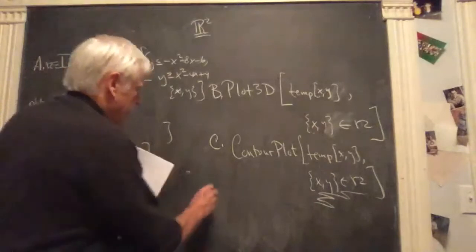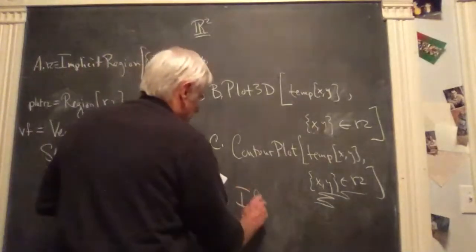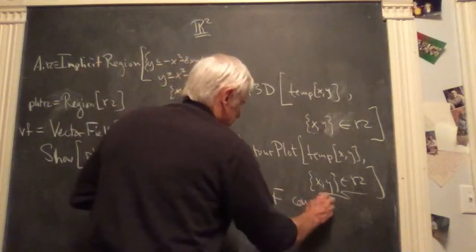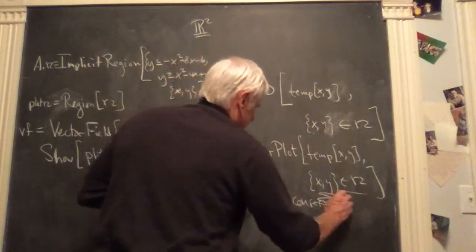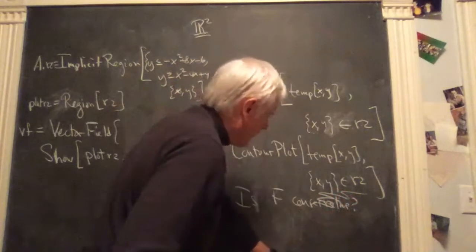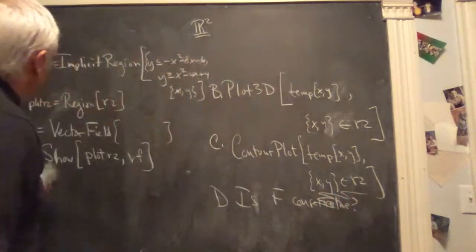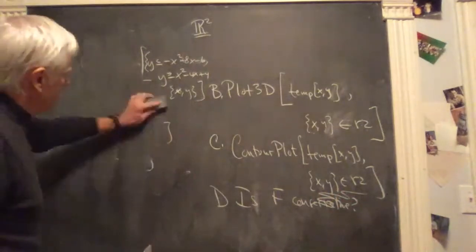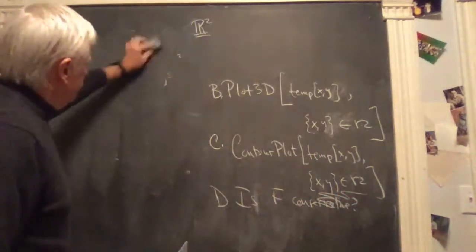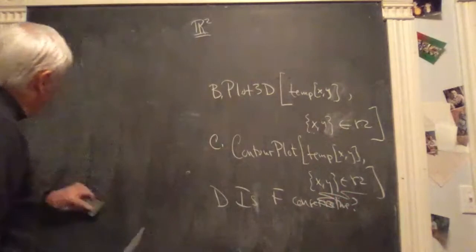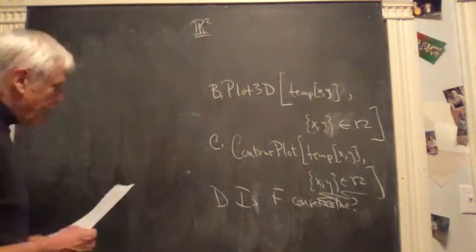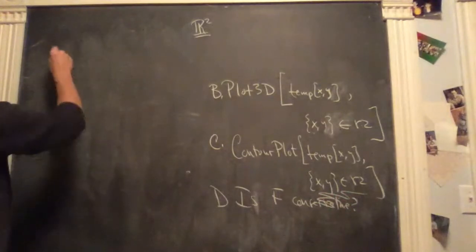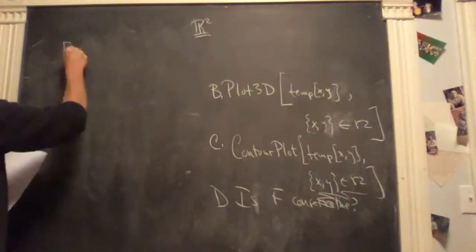Okay, next is F conservative. So this is just a check to see if you know how to check on conservative. And I'll probably ask you for a potential function, or I might. That would be next, so that you can see what it's good for. I forget what f of x and y is right now.